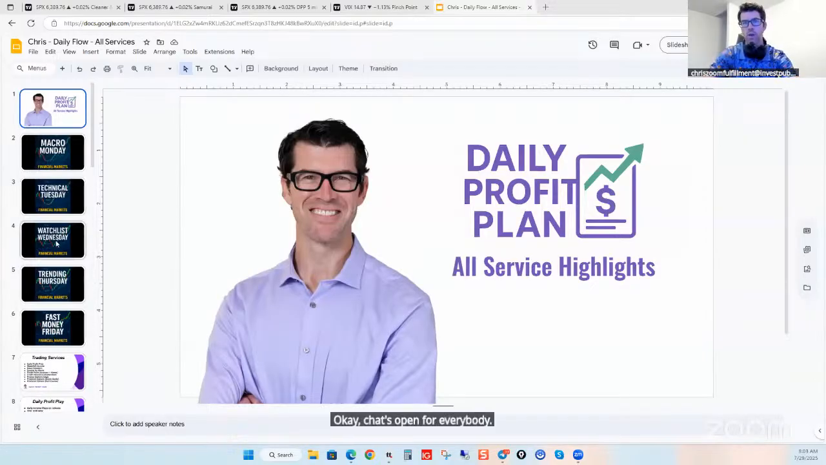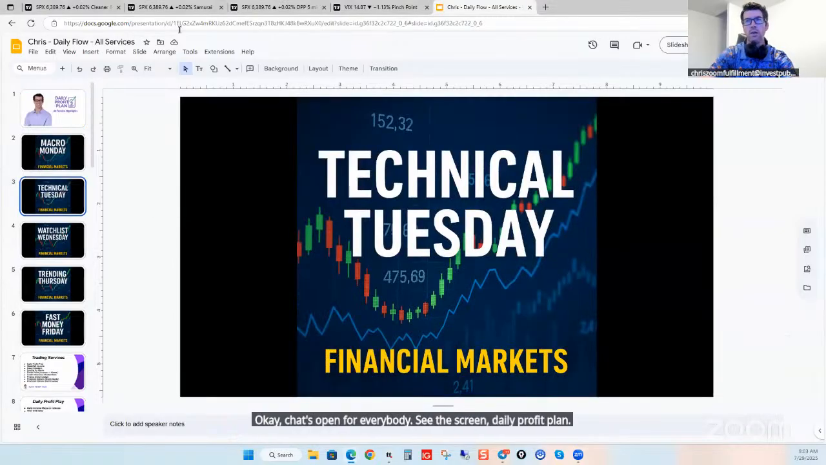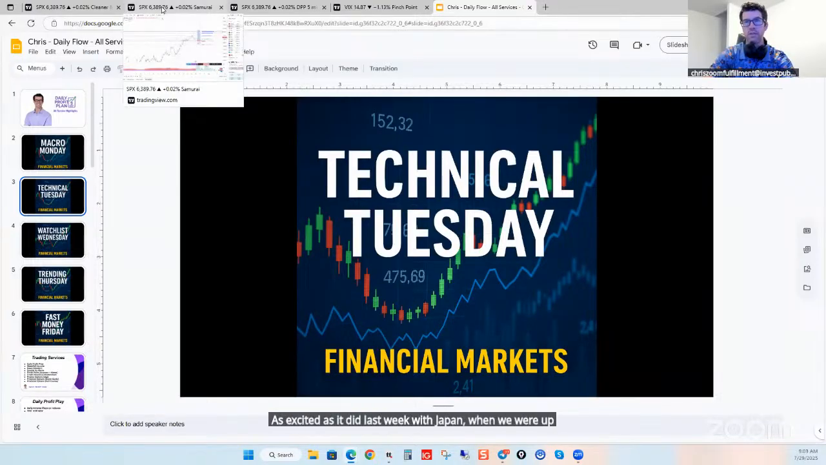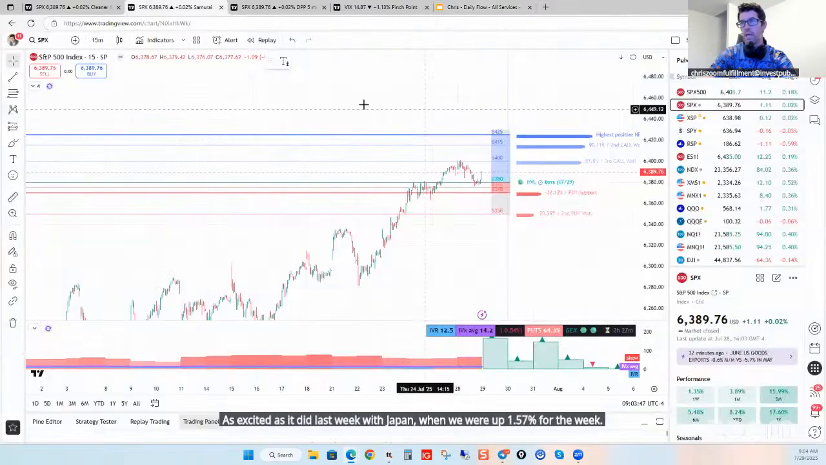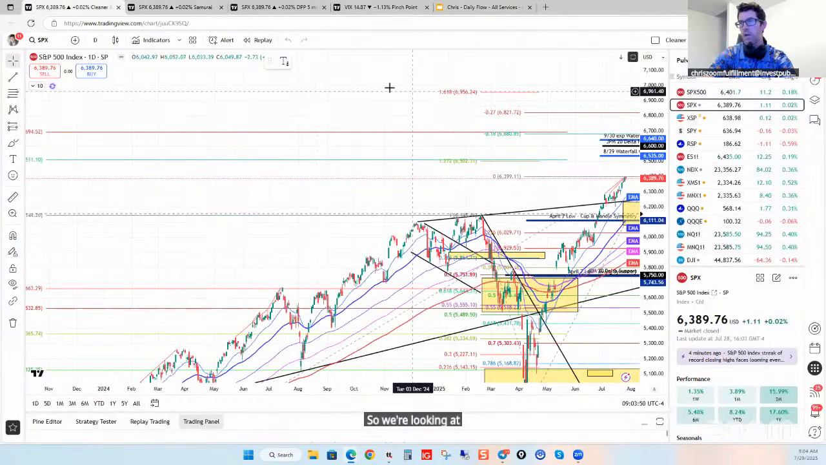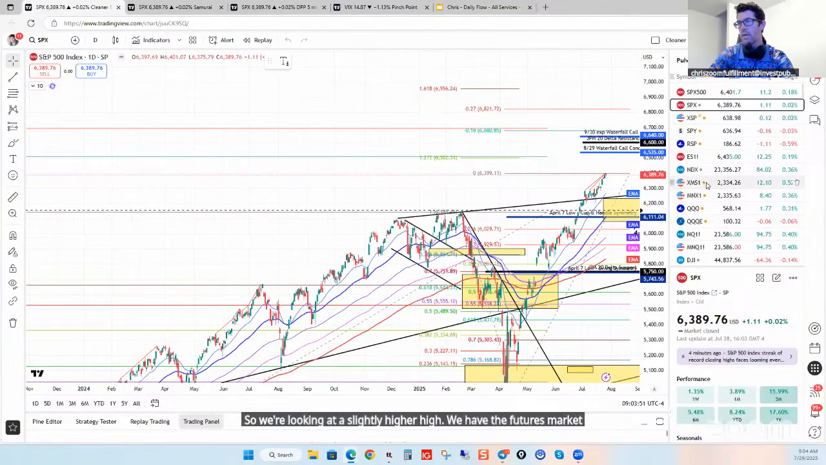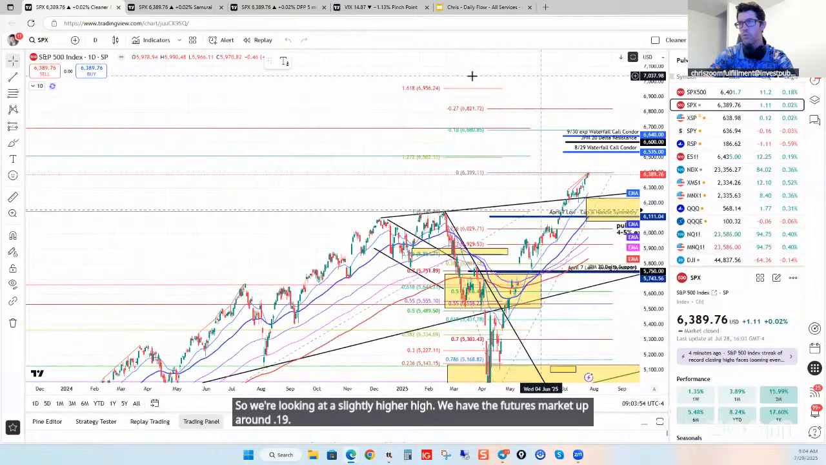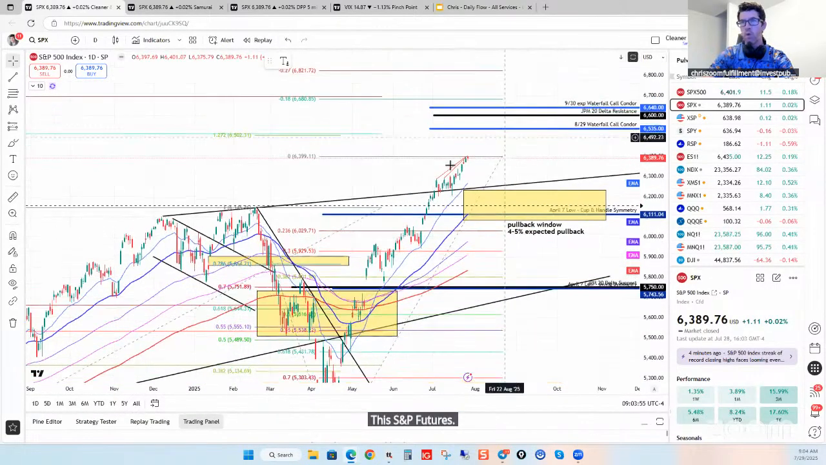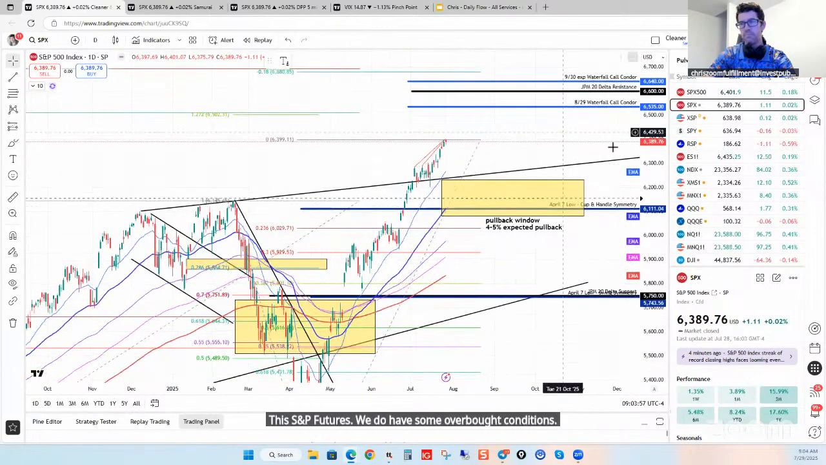See the screen, Daily Profit Plan, Technical Tuesday. Looks like we're about to poke all-time highs once again. This trade deal with the European Union is getting the market as excited as it did last week with Japan, when we were up 1.57% for the week. So we're looking at a slightly higher high. We have the futures market up around 0.19. That's S&P futures. We do have some overbought conditions, but it's not stopping the market.